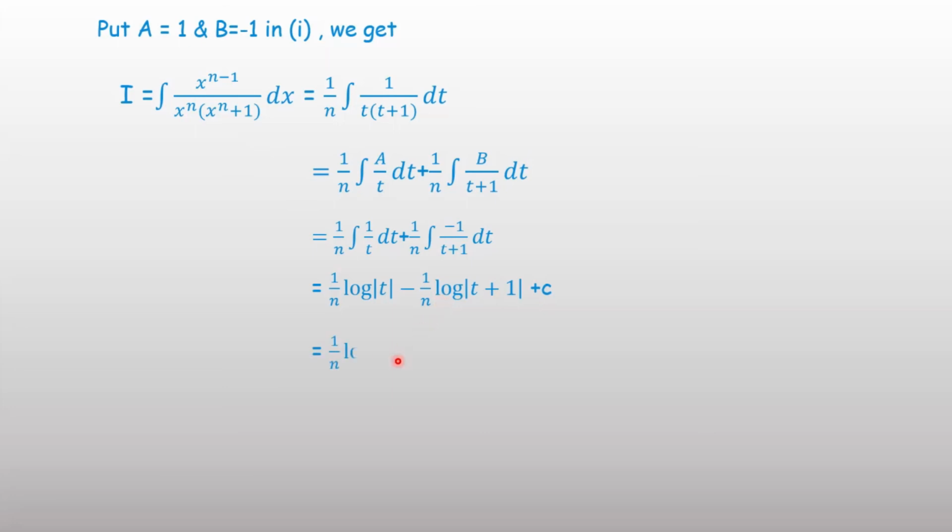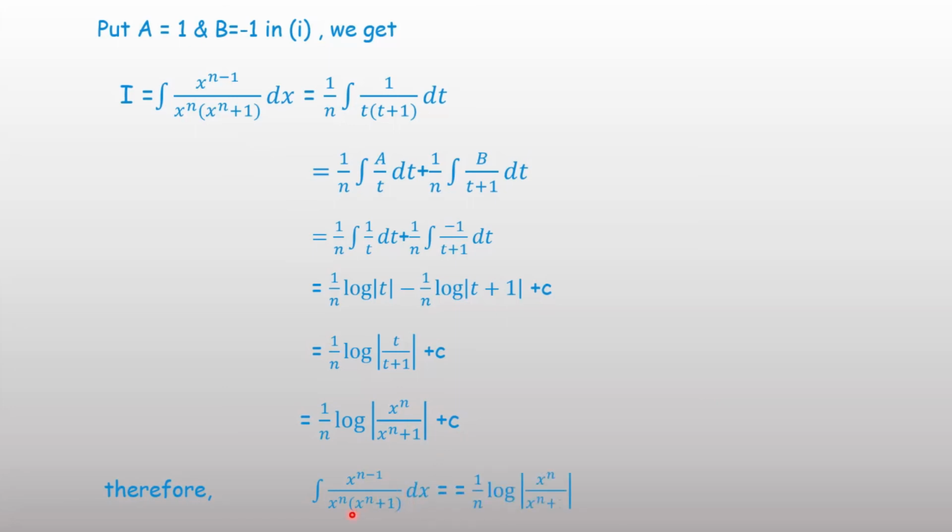Now in place of t, write down x power n, and the result you will get is 1 upon n log x power n upon x power n plus 1 plus constant c. Hence the final result: integration of x power n minus 1 upon x power n into x power n plus 1, which we can also write as integration of 1 upon x into x power n plus 1, equal to 1 upon n log x power n upon x power n plus 1 plus a constant c.